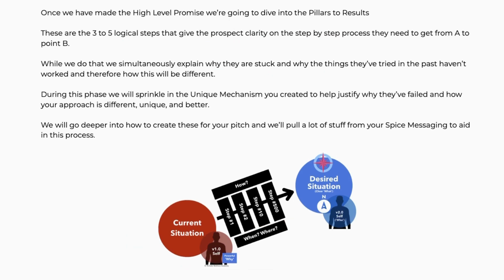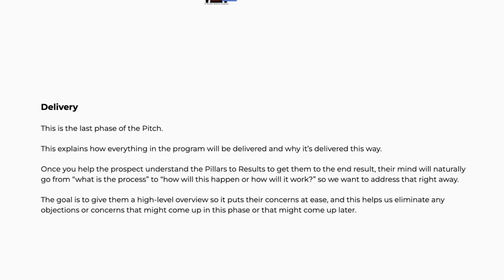Now, moving along to the third step in the pitch phase. This is the last phase of the pitch, and this is going to be the delivery. This is where you're going to be explaining how everything is going to be delivered and why we are delivering it this way. So first, with the high level promise, we went into, hey, these are the steps to get you to where it is that you want to go. Then in the pillars to results, we talked about these steps, the explanations of those steps, and why it's so important to actually take them. Now it's going to talk about how we are actually going to deliver on those steps. What is it actually going to look like?